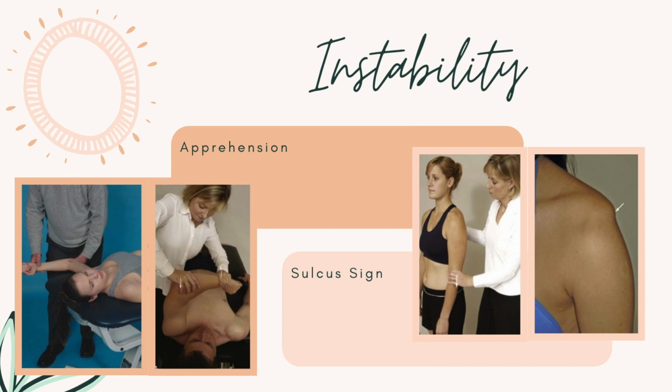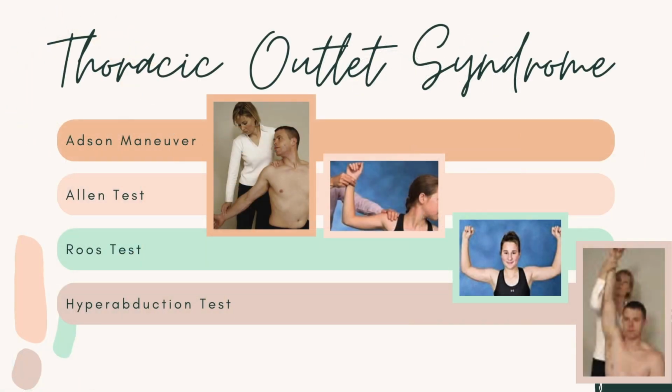And you're going to see how much depression there is right under the acromion and the humeral head, or in that space. And you're going to compare to the contralateral shoulder to decide if there is a difference or instability in the shoulder. Lastly, thoracic outlet syndrome.